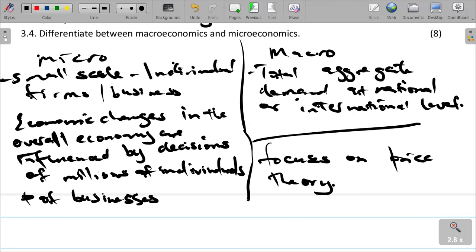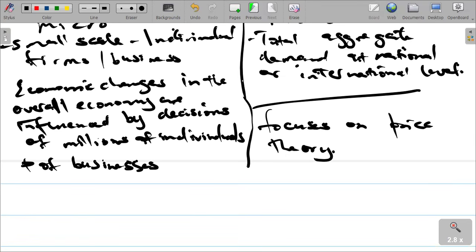So what we need to know is that micro and macro apply in terms of macro. That is, economic changes in the overall economy are influenced by decisions of millions of individuals.